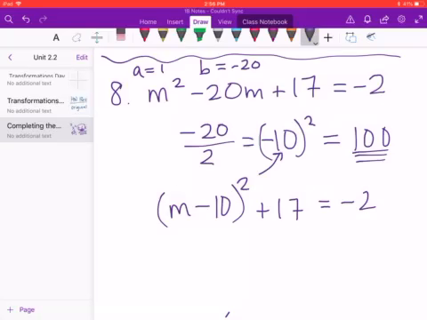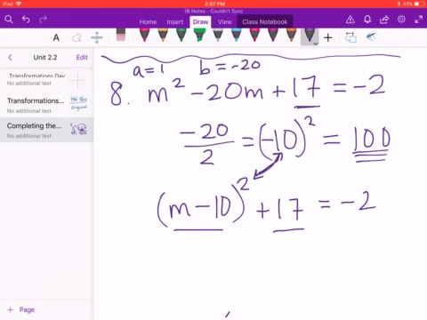So that 6 up above, we took half of it, and that ended up being what went into our parentheses. So this same thing is going to happen here. This negative 10 is going to go right there into our parentheses. We have this perfect square trinomial right here that's perfectly factored. We still have the 17 from up here, and we still have a negative 2.